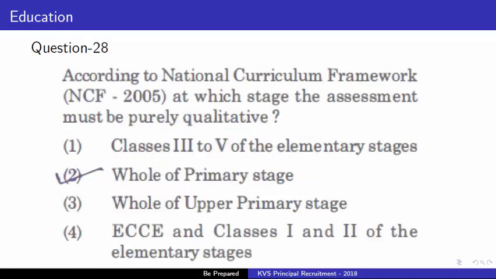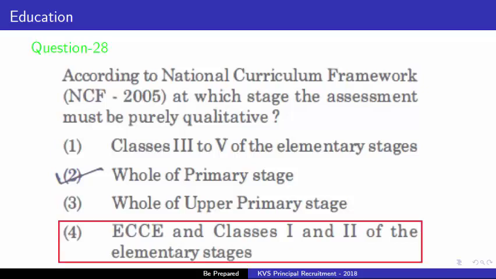Next question, according to National Curriculum Framework, that is NCF 2005, at which stage the assessment must be purely qualitative? The given options are number 1, classes 3rd to 5th of the elementary stages, second option is whole of primary stage, third option is whole of the upper primary stage, and the last option is ECCE and classes 1st and 2nd of the elementary stages. Correct answer is option 4, that is ECCE and classes 1st and 2nd of the elementary stages.